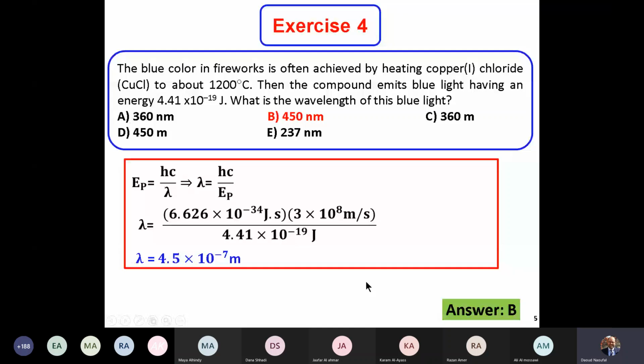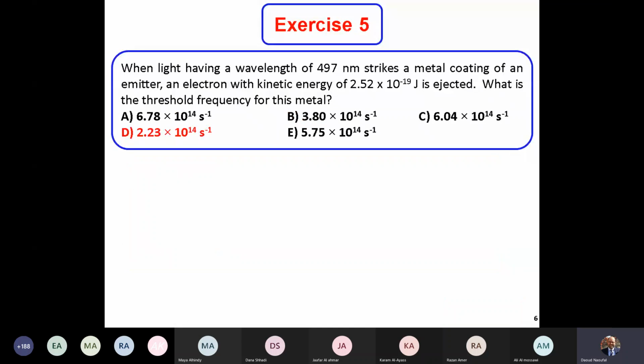We pass to exercise 5. When light having a lambda of 497 nanometer strikes a metal, an electron with kinetic energy 2.52 × 10^-19 joule is ejected. So what is the threshold frequency for this metal? This exercise is an application of the photoelectric effect.